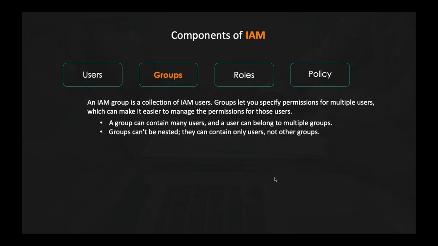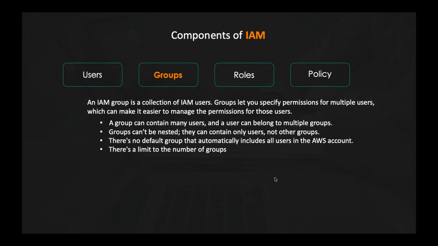Groups cannot be nested. In a group, you cannot nest another group. A group is always at the top level. And there's no default group available, that whenever you create an IAM user, it will be a part of that group. There's a limit to the number of groups. Previously it was 100. Now there's an unlimited number of groups that you can create on your AWS account.